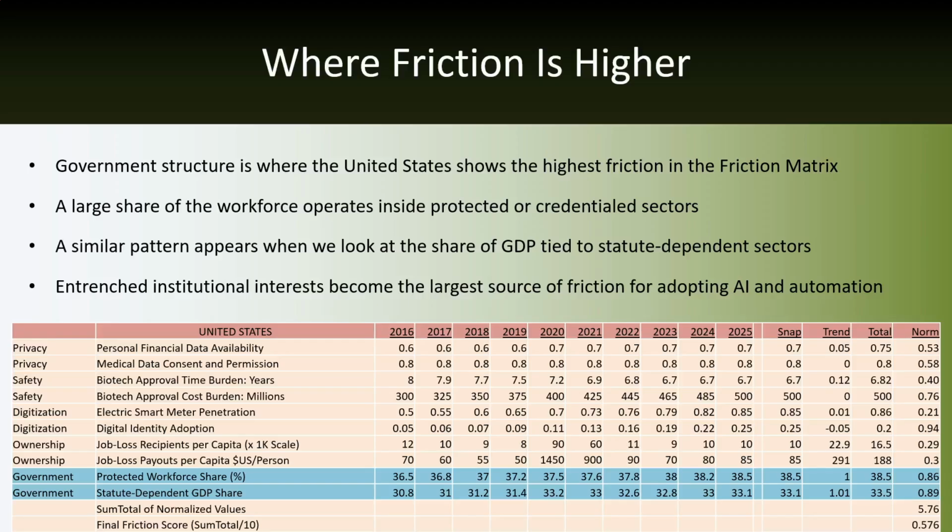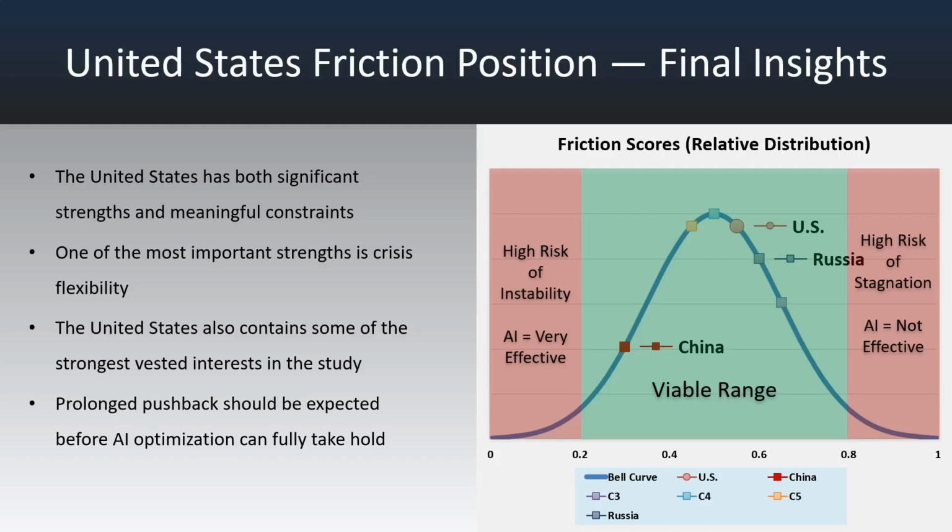A similar pattern appears when we look at the share of GDP tied to statute-dependent sectors. Those sectors accumulate large resources and political influence, giving them the ability to lobby, regulate, or slow changes that threaten their position. As a result, entrenched institutional interests become the largest structural source of friction for adopting AI and automation in the United States.